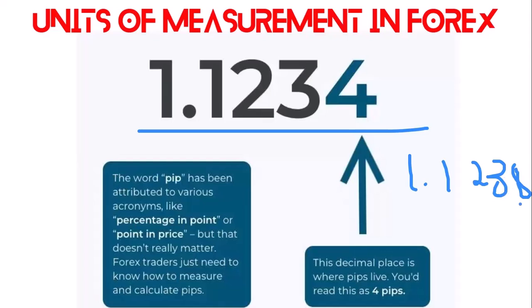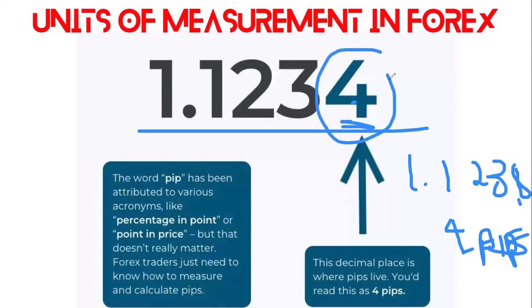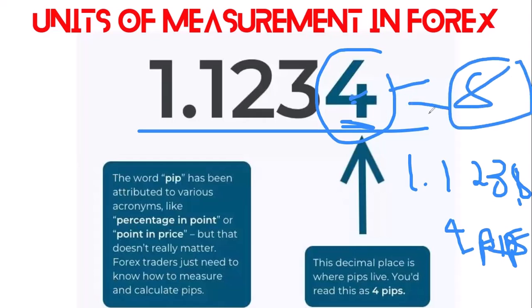So let's say price moves from this price to 1.1238. It means that price would have moved 8 minus 4. It would have moved what? 4 pips. So this is actually how you measure. So this decimal place is where pips live, right? So you would read this as 4 pips. And if it moves to 8, it is 8 minus 4. Then there's a difference of what?